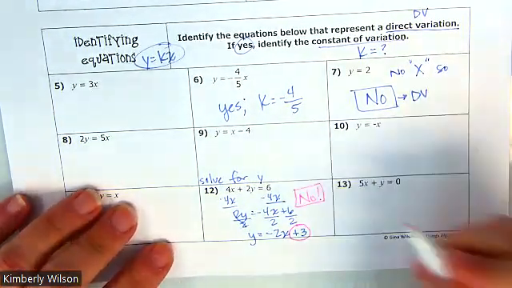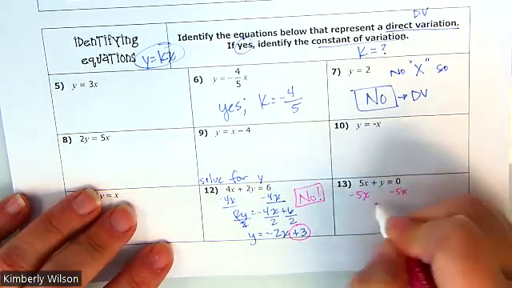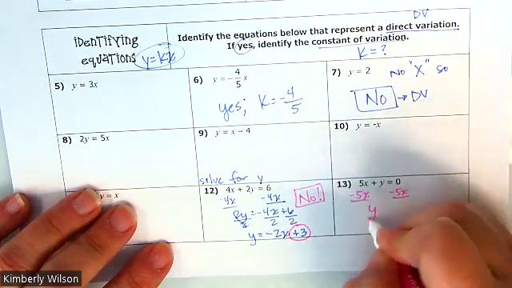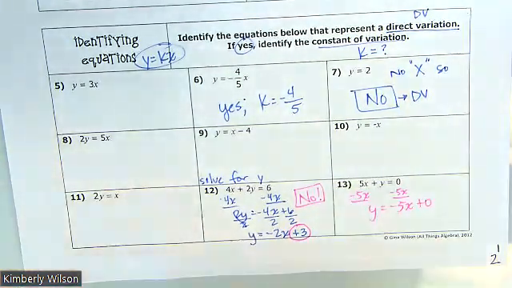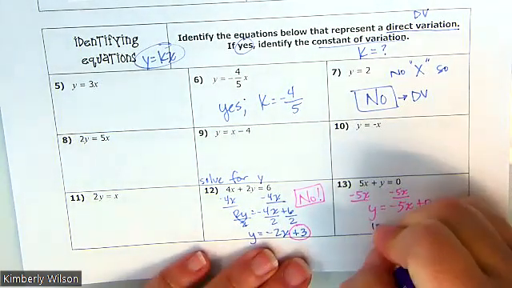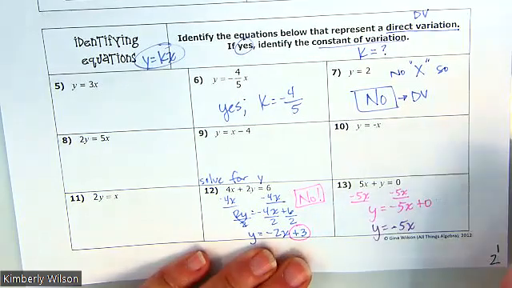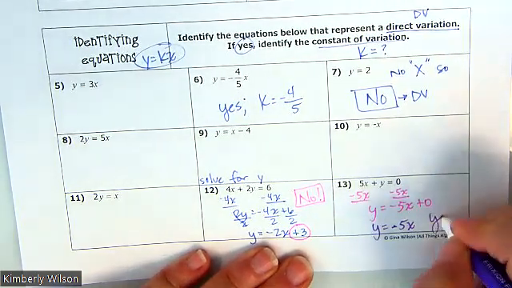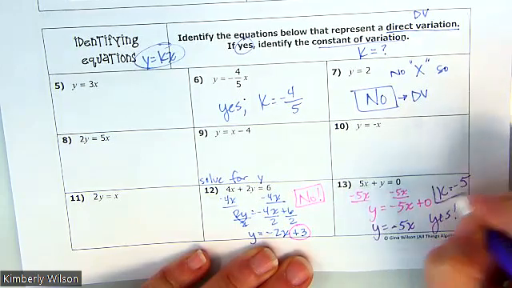13. Still got to solve for y. So I'm going to subtract 5x, subtract 5x. y equals negative 5x plus 0. Now, that's not simplified all the way. If I simplify that all the way, it's y equals negative 5x, which is y equals kx form. So this is yes. And my k equals negative 5.